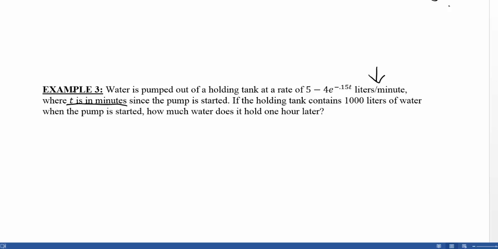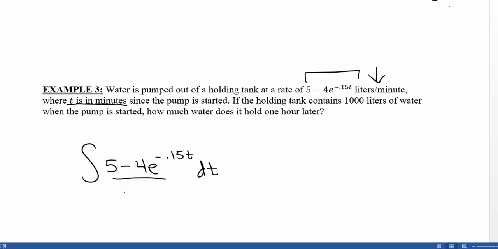However, we have a general sense that the first thing we want to do is find out exactly how much water was pumped out, which we can do by finding the definite integral of our rate. So here we're going to find the definite integral of 5 minus 4e to the negative 0.15 t dt. So I want to remind you that my rate is in liters per minute, and time is in minutes. So whatever number I get is going to be in liters. It's telling me how much is being pumped out.